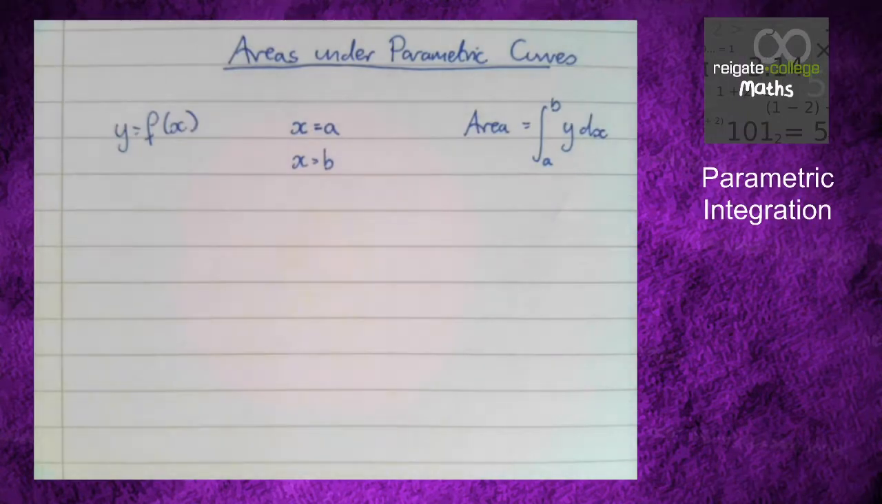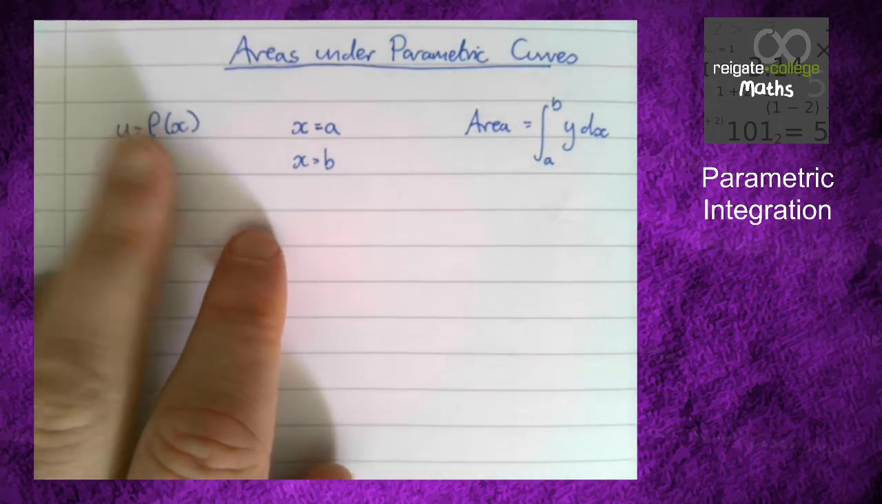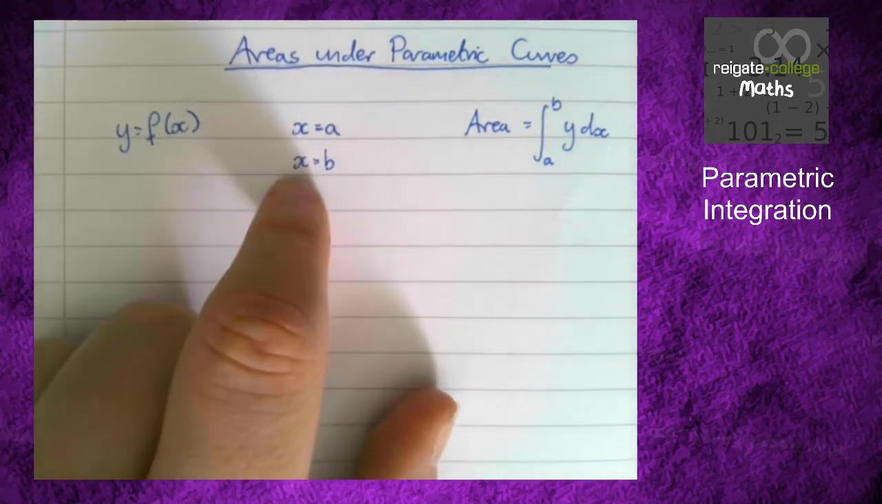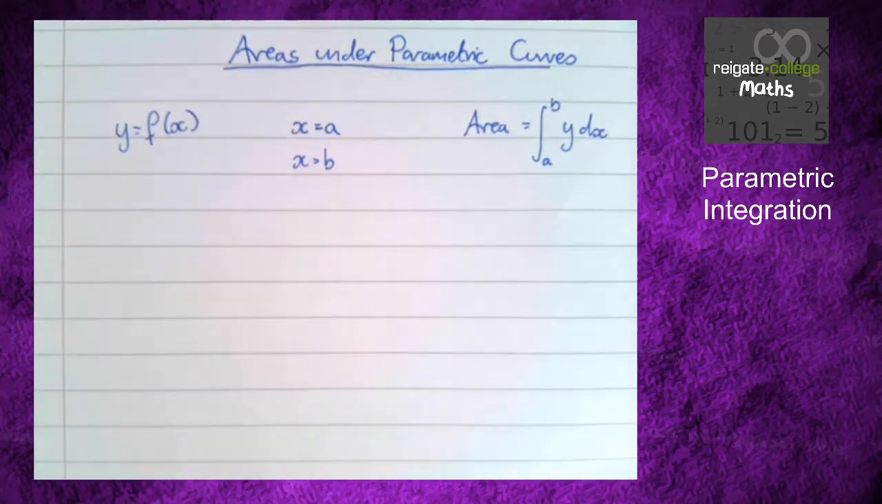Hopefully you remember from the first year content how to find an area under a graph. So if we have a graph, some function y equals f of x, and we're finding the area between these two points a and b, we find the area in this way.